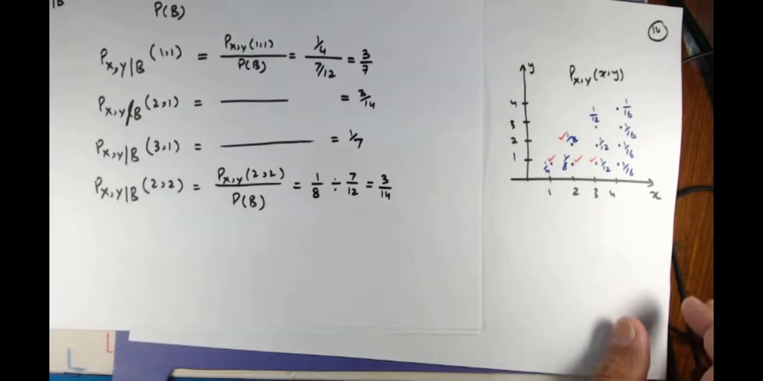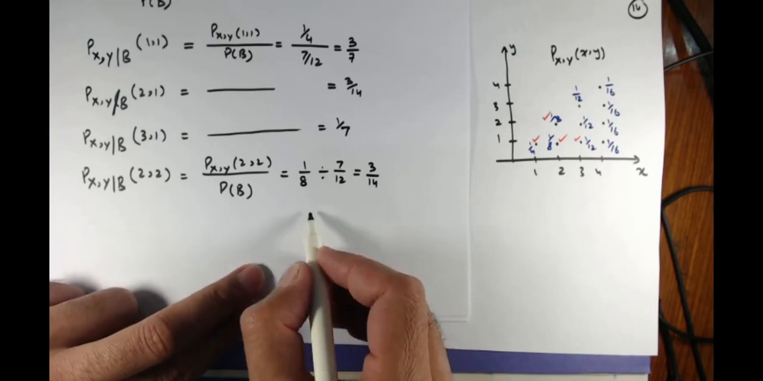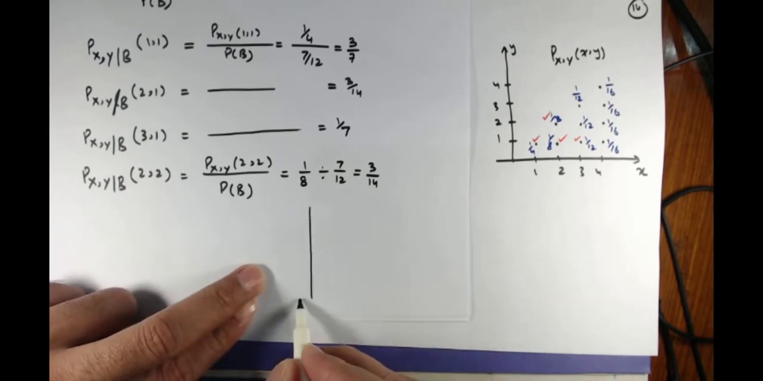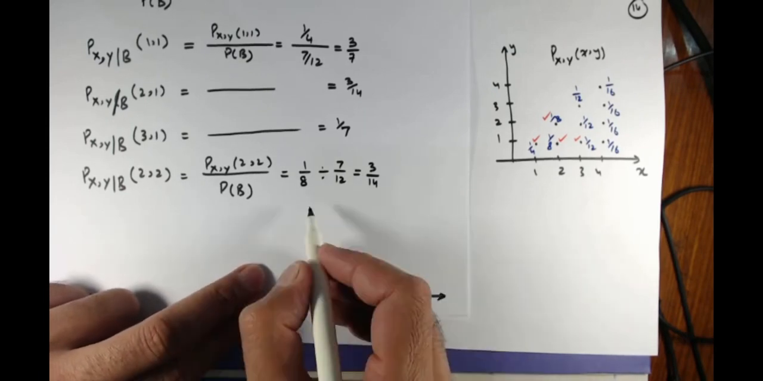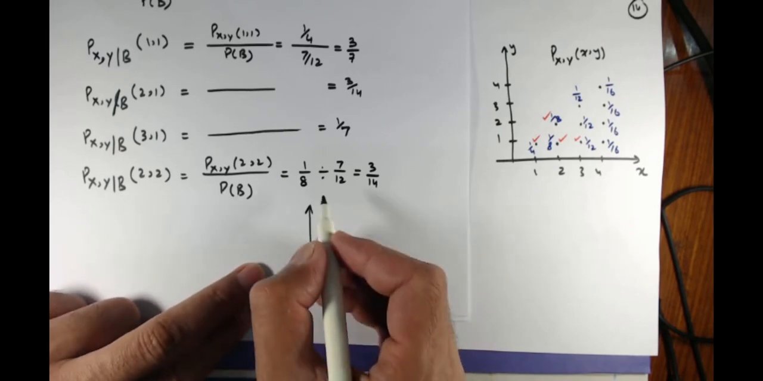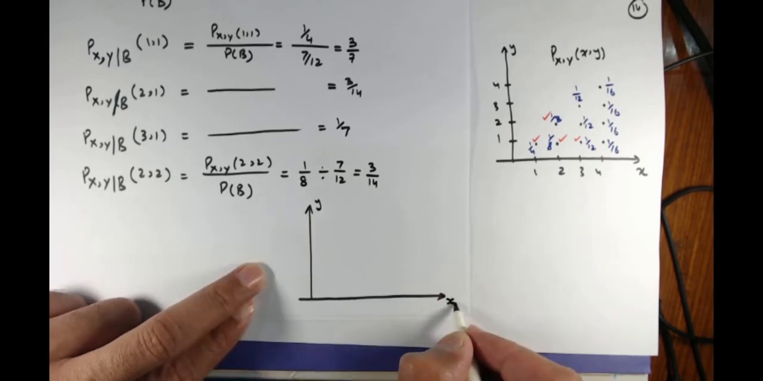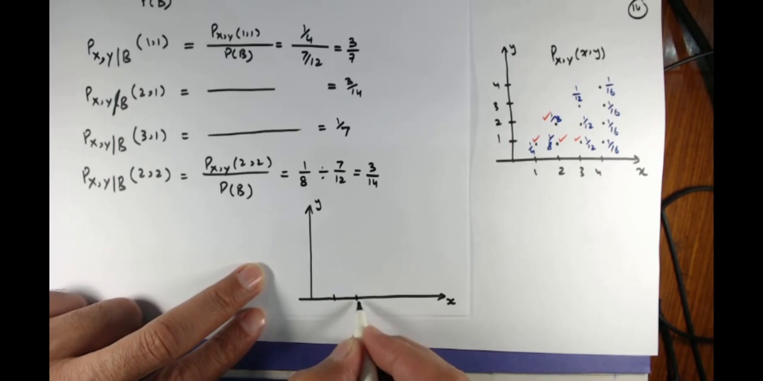How can we now plot it? It is simple. Always remember the conditional PMF is a proper new PMF. So this is y, this is x. This is x equal to 1, 2, 3, 4.